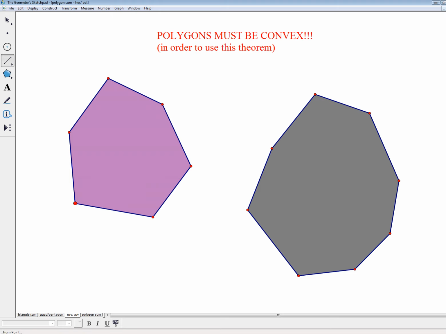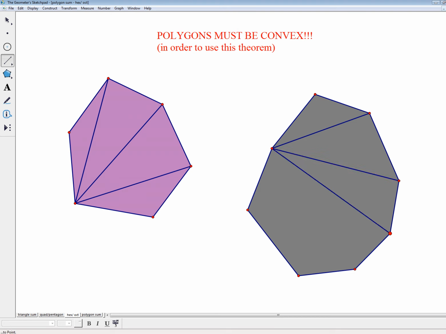So from any one vertex, we just have to choose one. Let me use the mouse for this. I want to divide this interior with as many diagonals as possible. And then let's use this one. So we're dividing up this interior. Stop me if you know the answer already.